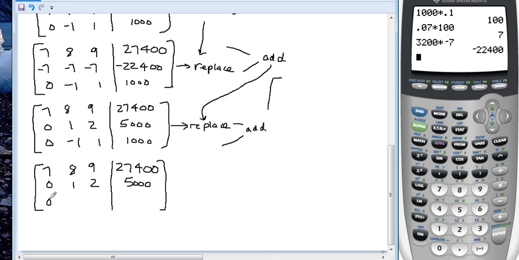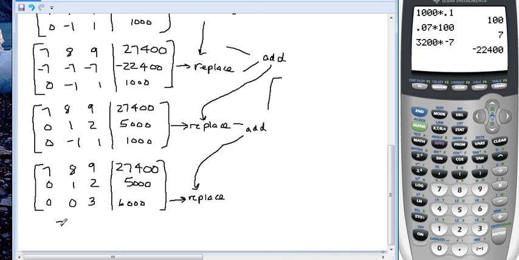0 plus 0 is 0. 1 and a negative 1 is 0. 2 and 1 is 3. And 5,000 and 1,000 is 6,000. Here's my... I forgot to write that down. Replace. Okay, so here's my corner of zeros. Perfect. I'm done. All right, so I'm going to go to this last equation here and translate it back.